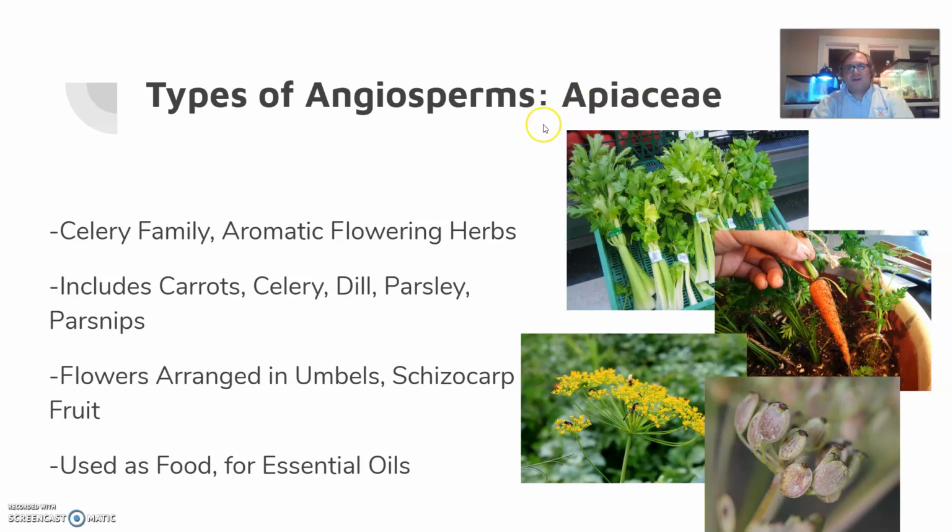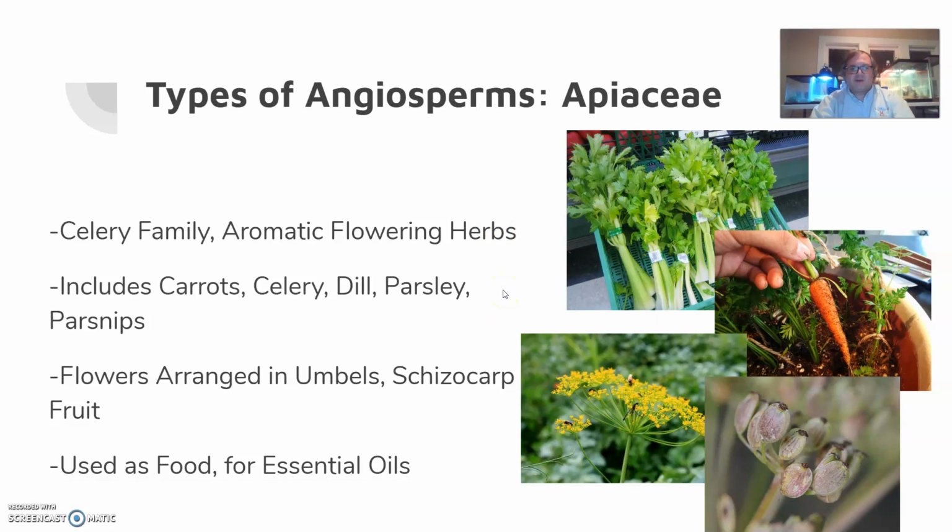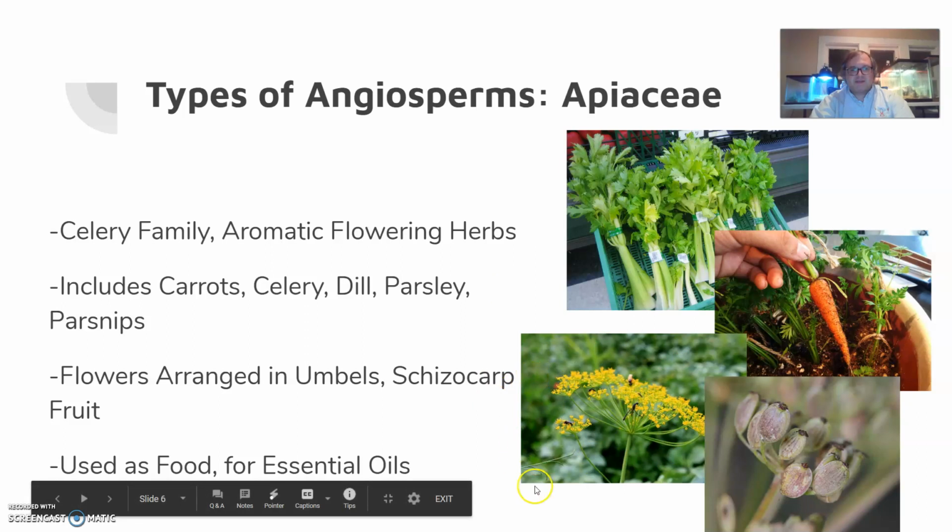So this first one here is the Apiaceae. This is the celery family, a group of aromatic flowering herbs. So this includes carrots, celery, dill, parsley, and parsnips. The flowers are arranged in umbels, so like what we see here in this example, and we have schizocarp fruit as far as the fruit structure.